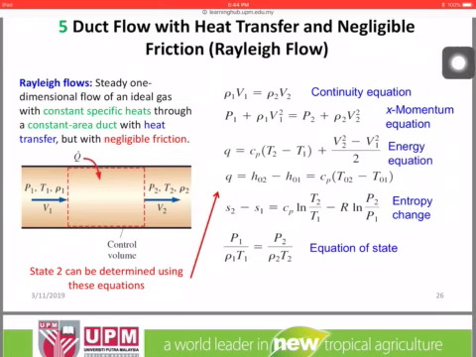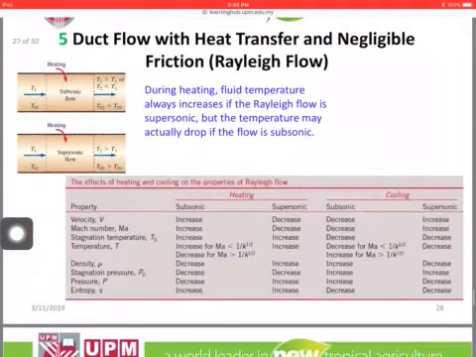So these are the formulas. Some of them we are familiar with, some are not, but try to be familiar with them: the continuity equation, momentum equation, and energy equation. It's actually heat Q, entropy change, and the equation of state. These equations are for Rayleigh flow. So we use these formulas to get the state at location 2.